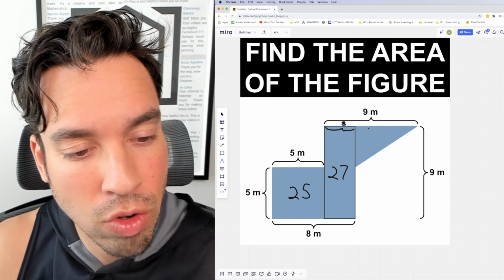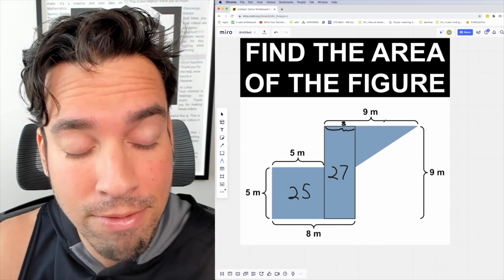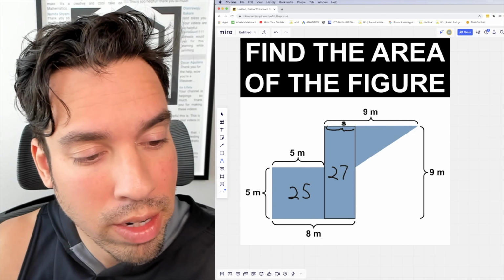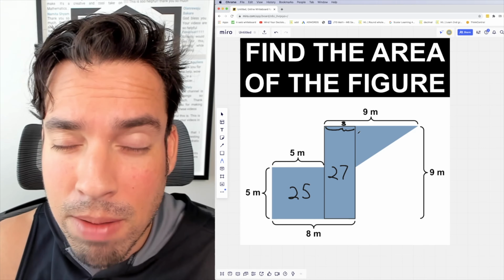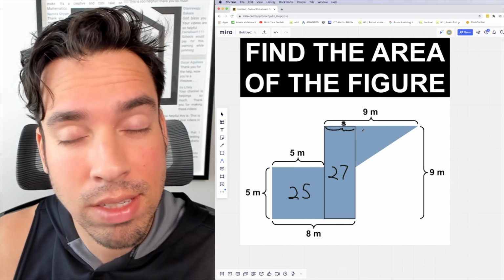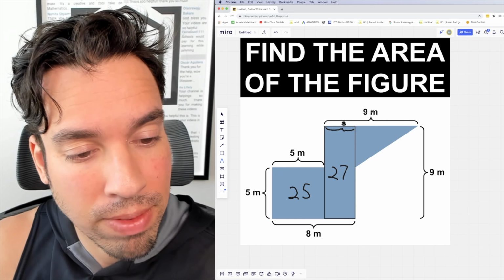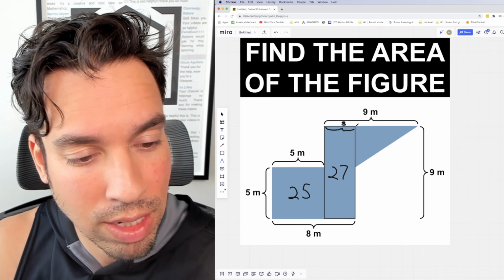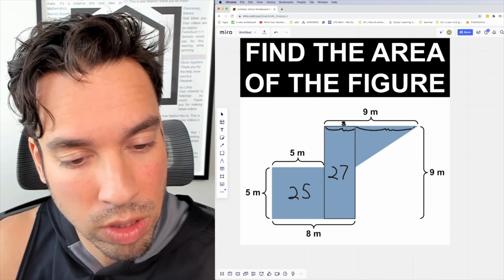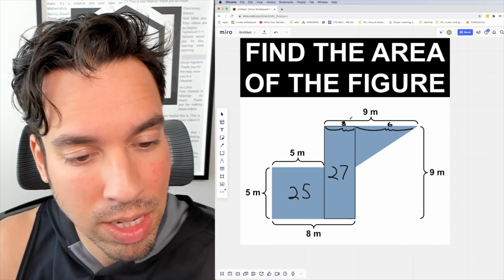Last but not least, we need the triangle. To get the area of a triangle, it's 1/2 base times height. So what is the base of the triangle? Again, base is kind of arbitrary. It's just that base and height have to meet at a right angle. So the base here, well, if this is 9 and this is 3, this length in here is going to be 6, right? 9 minus 3 is 6.